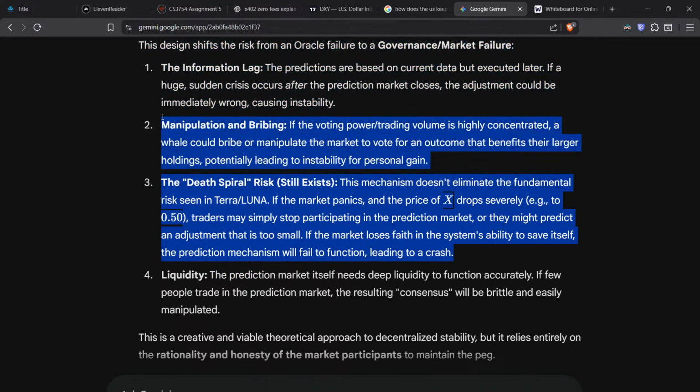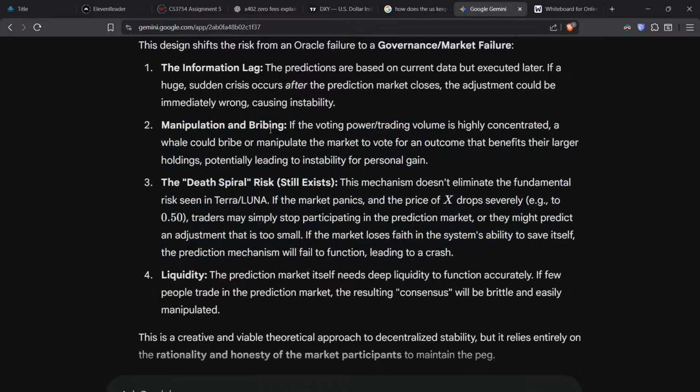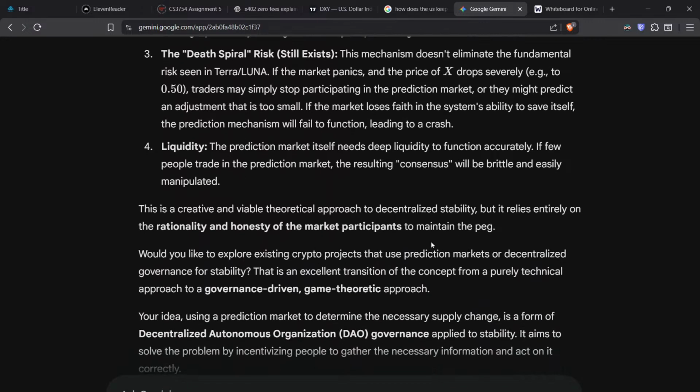Yeah, these two are definitely problems. I'm just thinking, if let's just say we have a huge liquid supply, assuming manipulation and bribing is going to go down, you're not going to have trillions of dollars, basically. Yeah, and the death spiral. This is possible, certainly, but if your epoch is really small, so let's just say you continuously adjust every second or something along those lines.